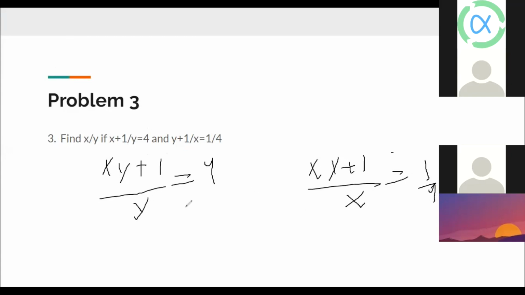And if you cross multiply, you're going to get 4y is equal to xy plus 1, and x over 4 is equal to xy plus 1. So both of those have to be equal. So 4y is equal to x over 4. So now you just want to find x over y. If you cross multiply, x is equal to 16y. So 16y over y is just 16. So our answer is 16.